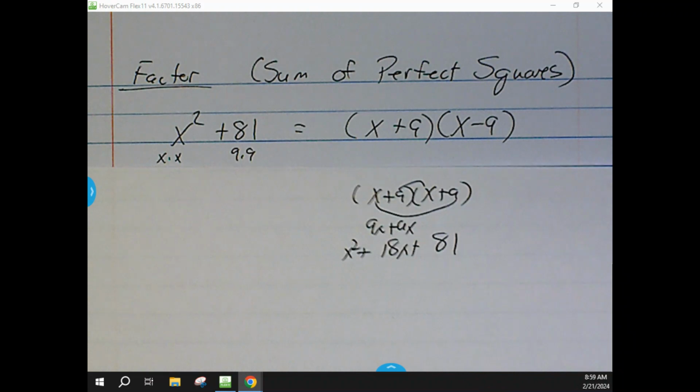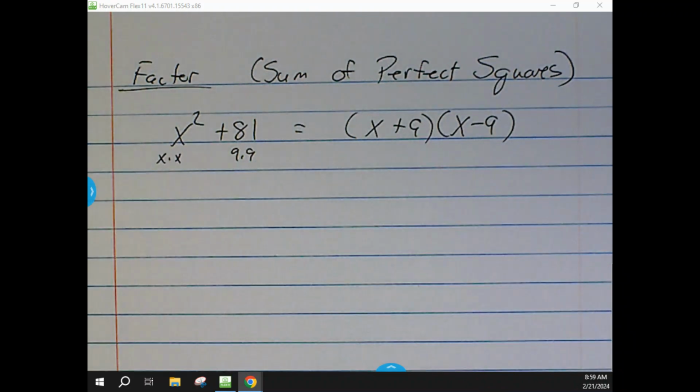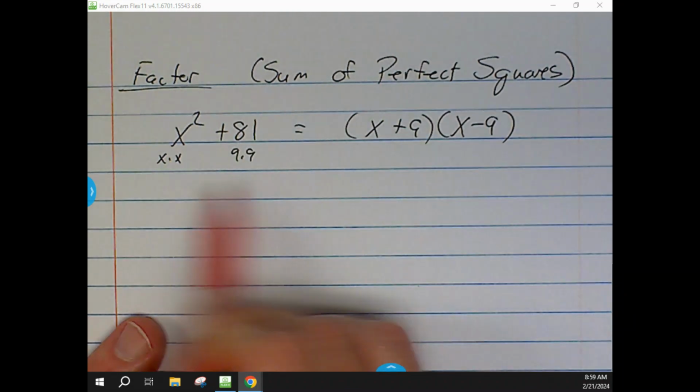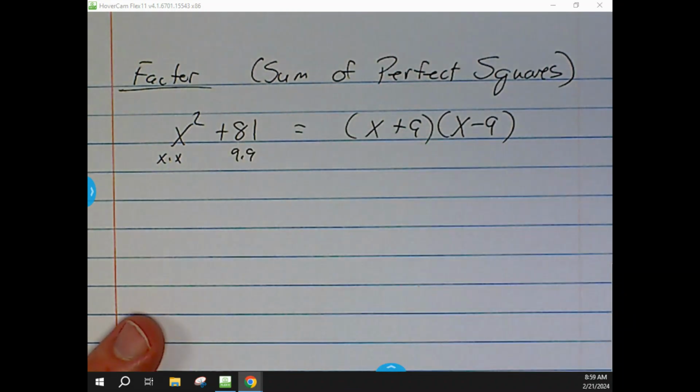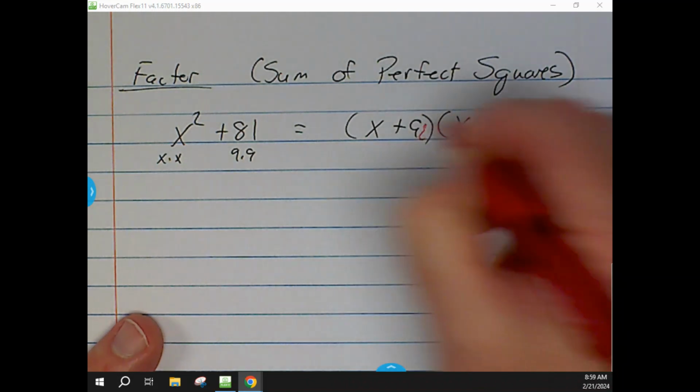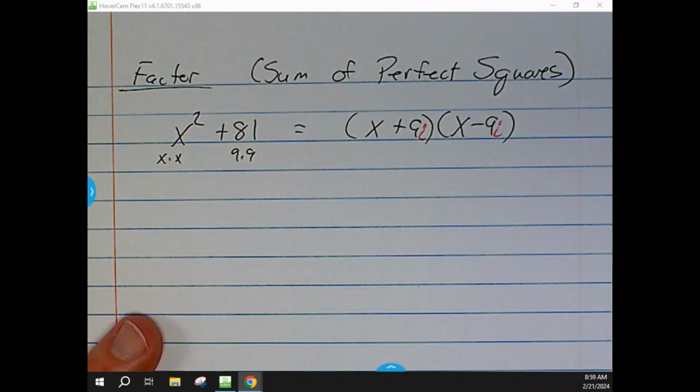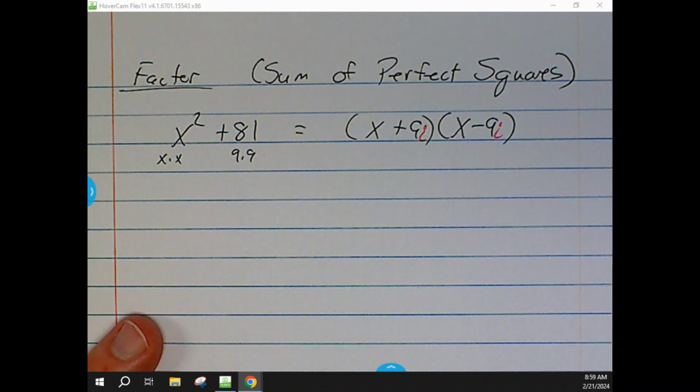Okay, so here's where we get to use our imaginary numbers. Here's where we get to pretend just a little bit because they're imaginary numbers. So if it's a sum of perfect squares, we do it just like we did with a difference of perfect squares. The only thing we do different is we put an i with that number at the end.